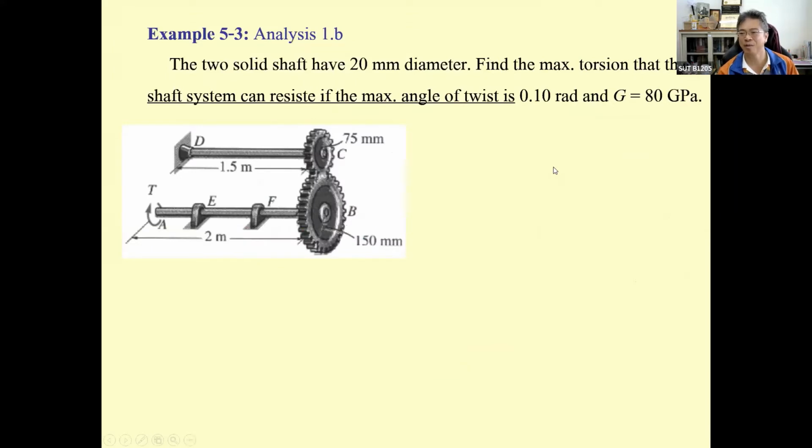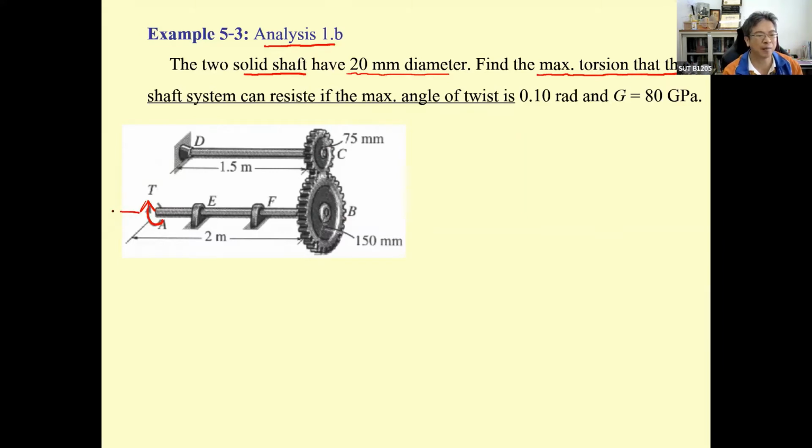And then we move to analysis 1.b. This problem is a little bit trickier. We have two solid shafts. One is A, E, F, connected by the gear B. This solid shaft D, C is connected by the gear C. Gear C is smaller than gear B, and the shaft has 20 millimeter diameter. So find the maximum torsion that can be applied to this one.